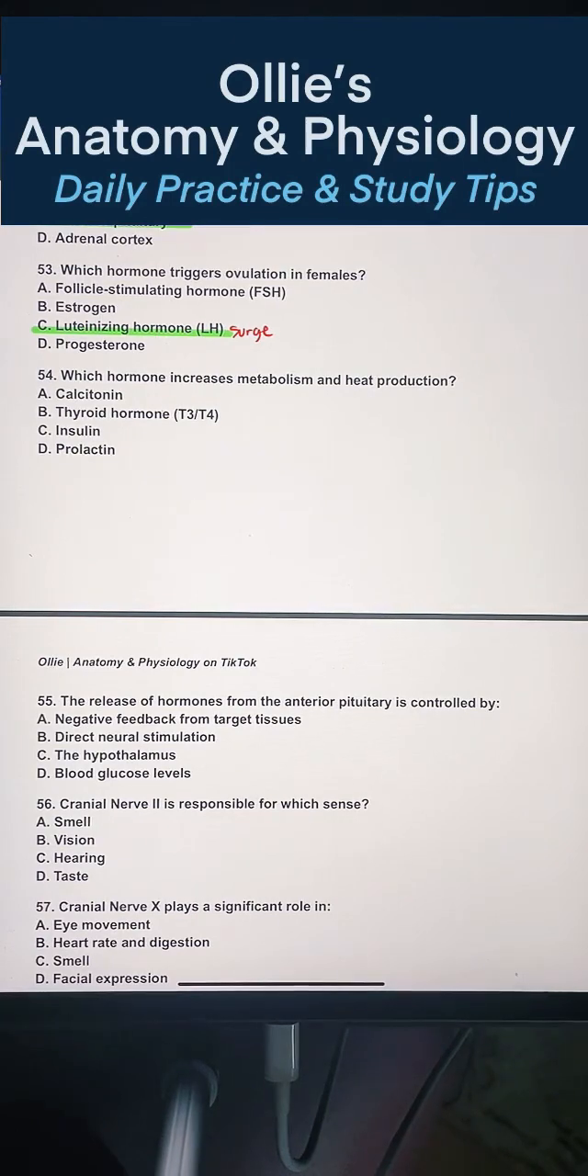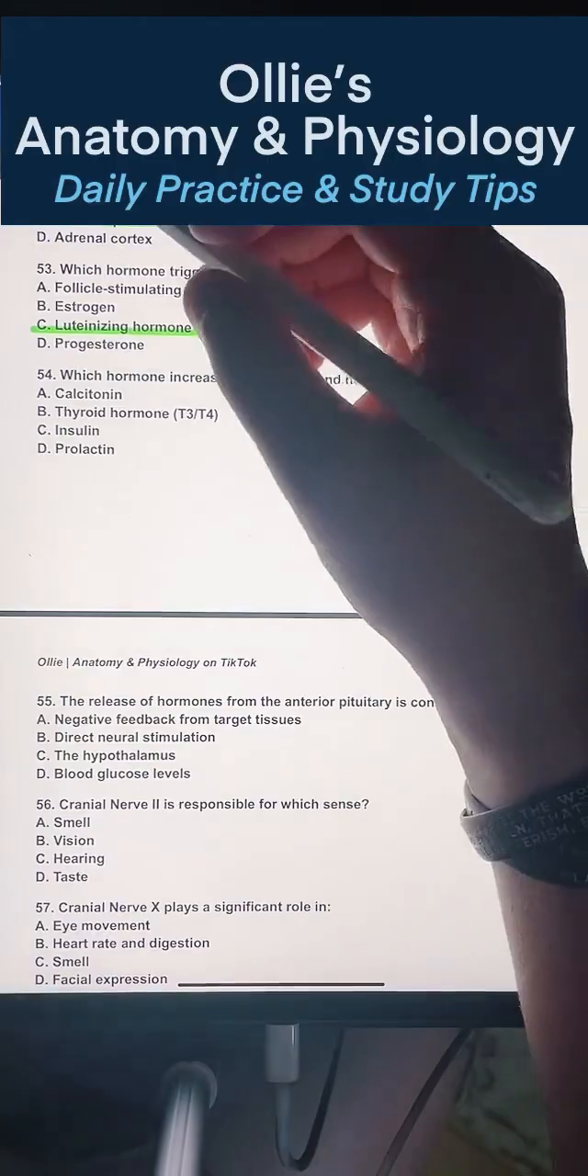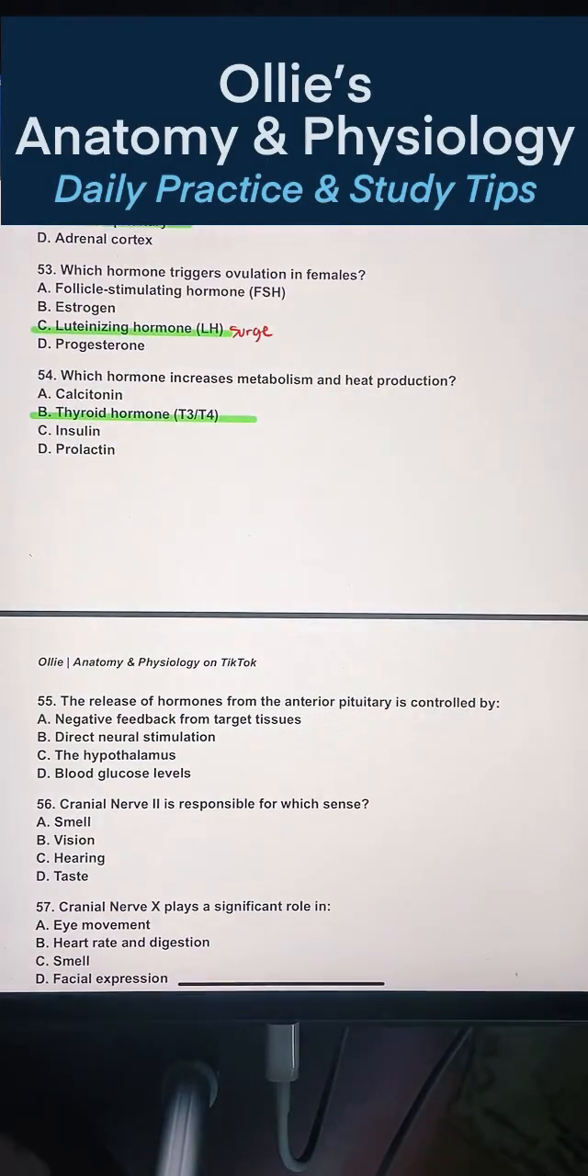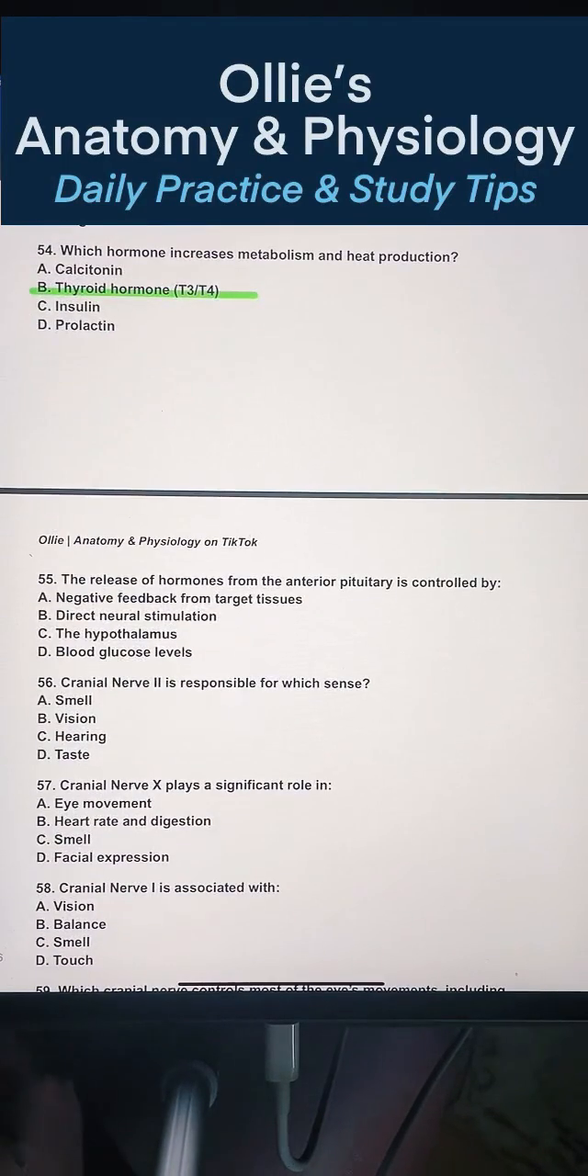Thank you, guys. But 54, the answer is thyroid hormone, T3 and T4. Anytime we're talking about metabolism, you can pretty much automatically think thyroid hormones, which are going to be T3 and T4. Moving on to the next page, number 55.